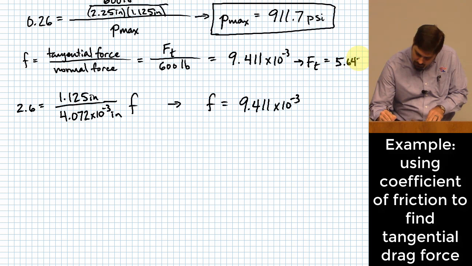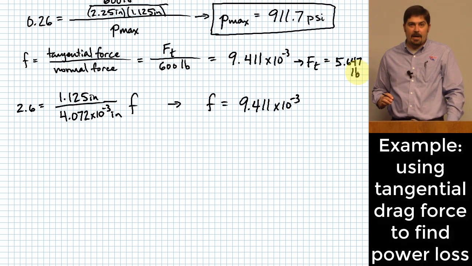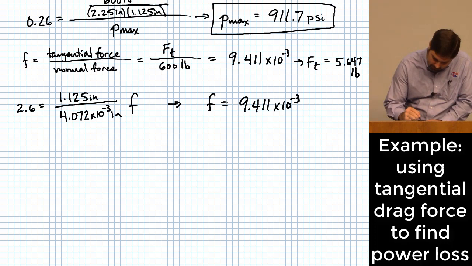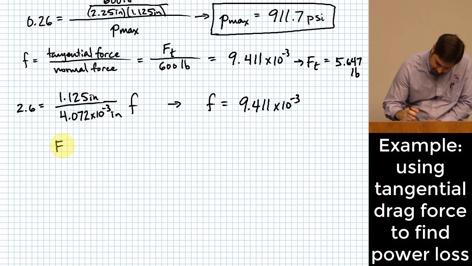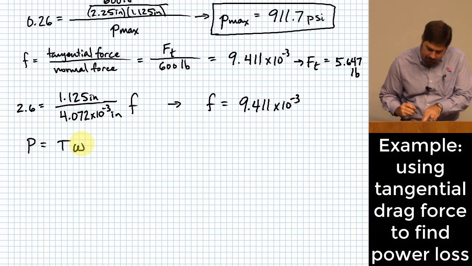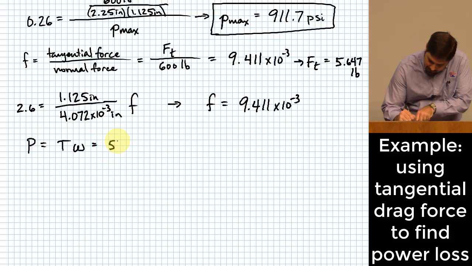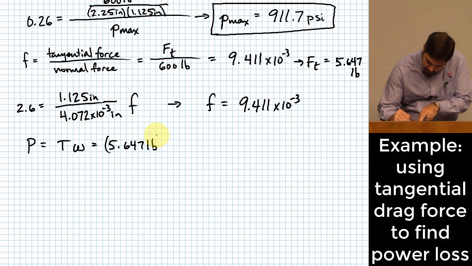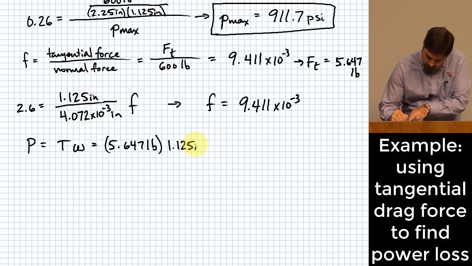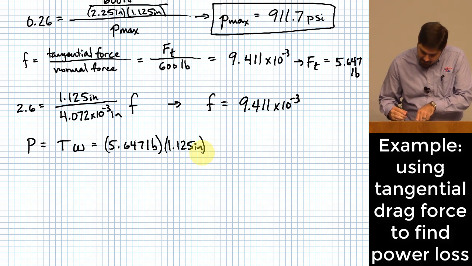And how do I turn that into a power loss? Okay, first a torque, right? So that would be basically, I'll write the equation up here. Power is equal to torque times angular velocity. That torque is just going to be equal to 5.647 pounds times the radius of the journal. Okay, that gives me an amount of torque times the speed, 2,800 revolutions per minute.